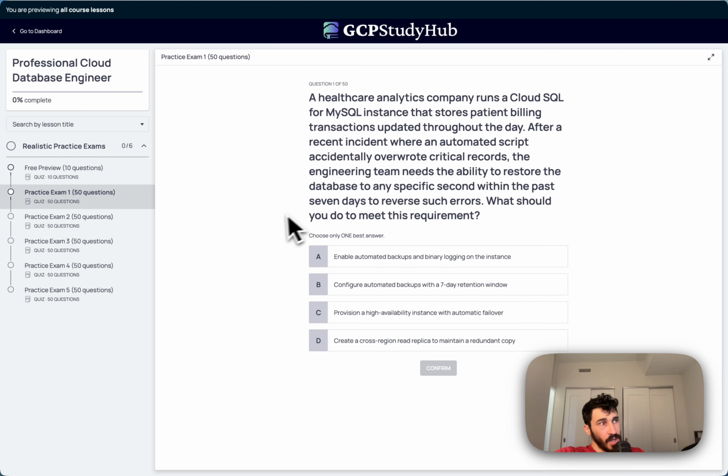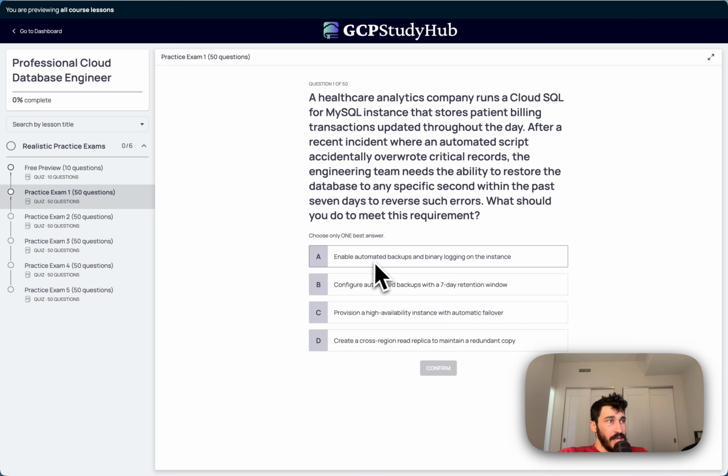Okay, so let's go through each of these and think about whether or not they would meet the requirements. A key criteria here is that we need to restore the database to any specific second within the past 7 days in order to reverse such errors. So that level of granularity can only be achieved by certain solutions.